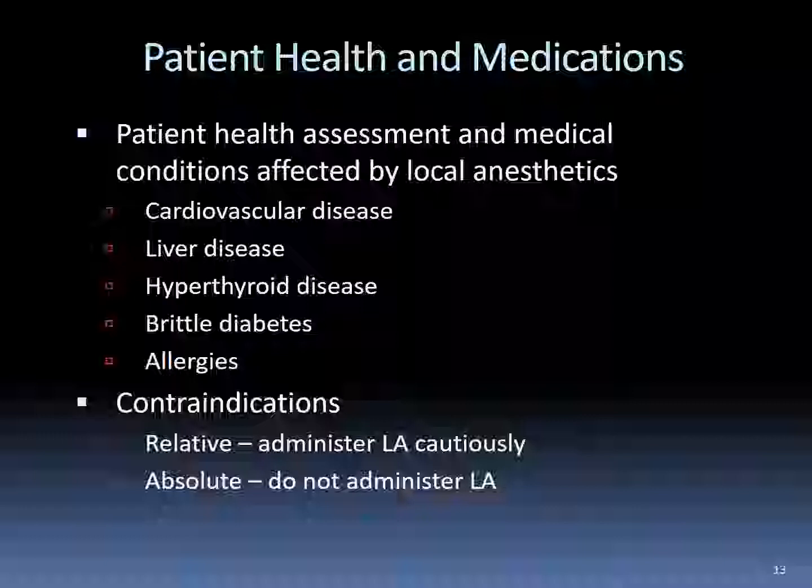When we look at selecting the anesthetic, some are safe without any problems. Some are categorized as relative, which means the administration of local anesthesia is done cautiously. We know that there's a potential for a risk situation to occur. If it is an absolute contraindication, that means under no conditions will we administer a particular local anesthetic.